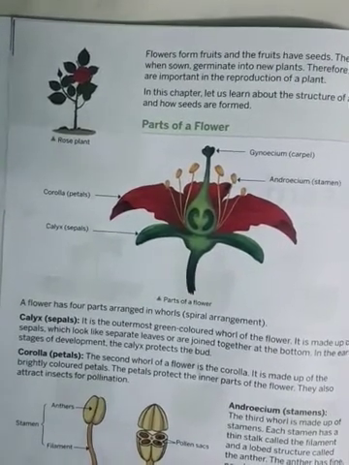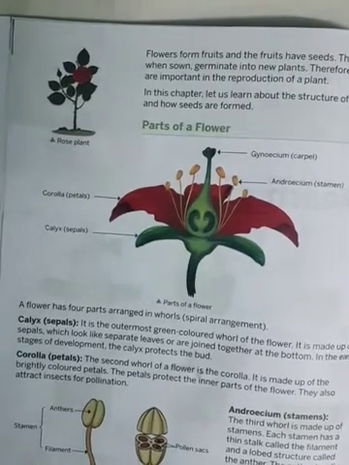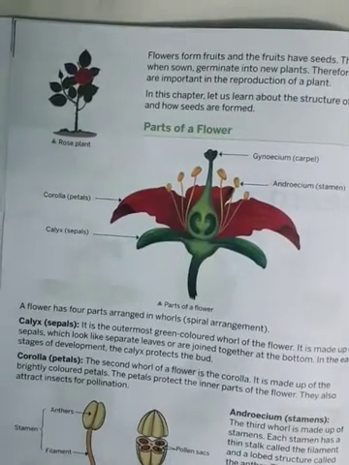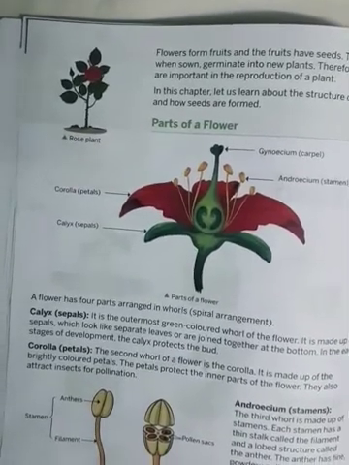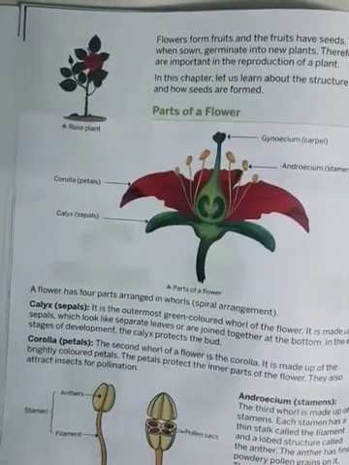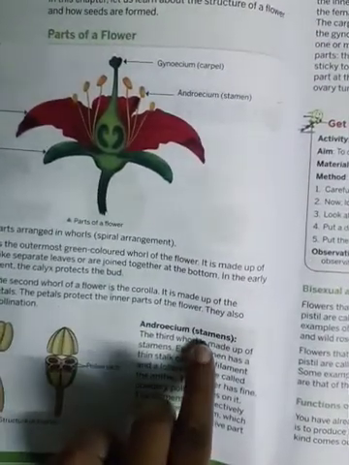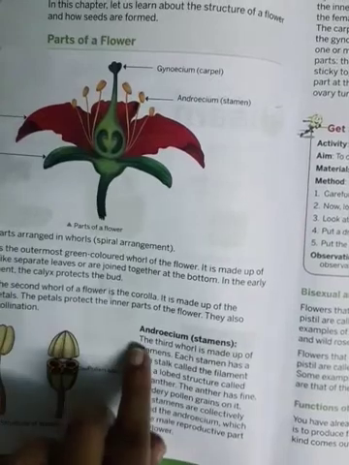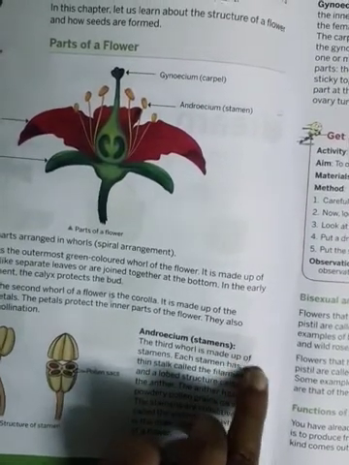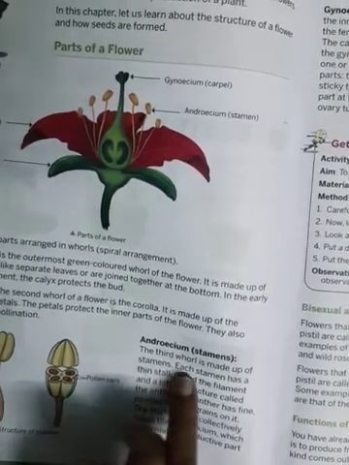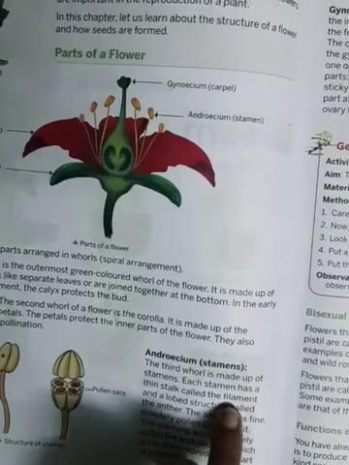And what does it do? It attracts the insects for pollination, because insects also feel attracted to something colorful, right? So the colorful petals of a flower attract insects for pollination. Now, androecium. The third whorl is made up of stamens. Each stamen has a thick stalk called the filament.